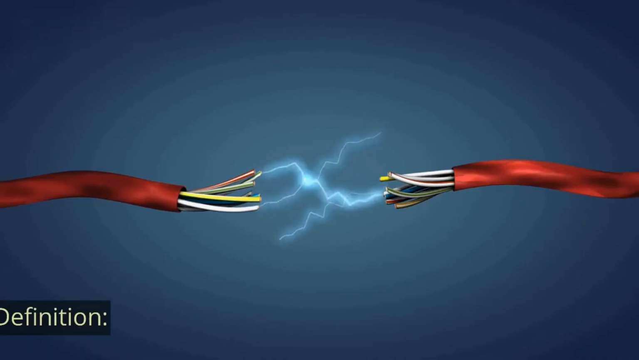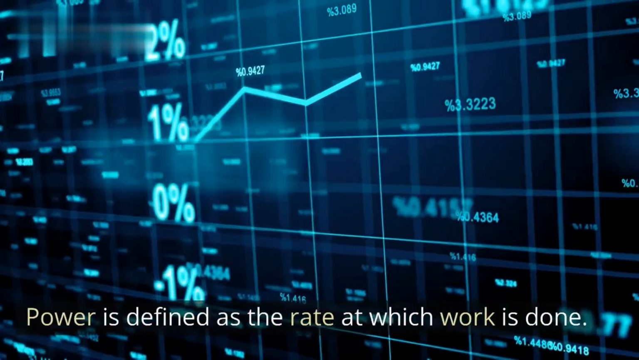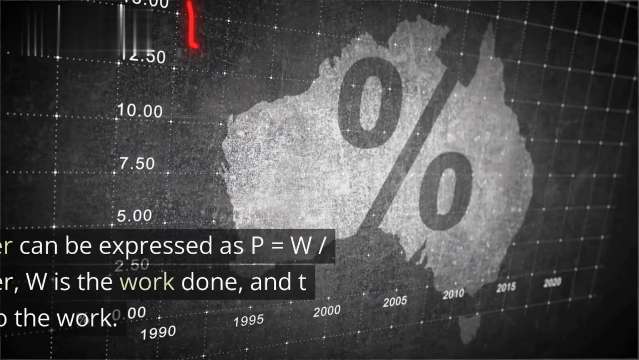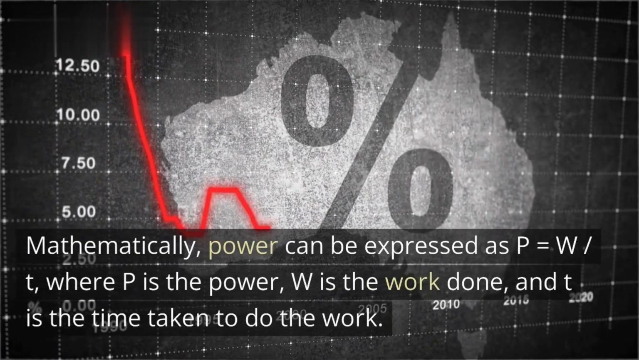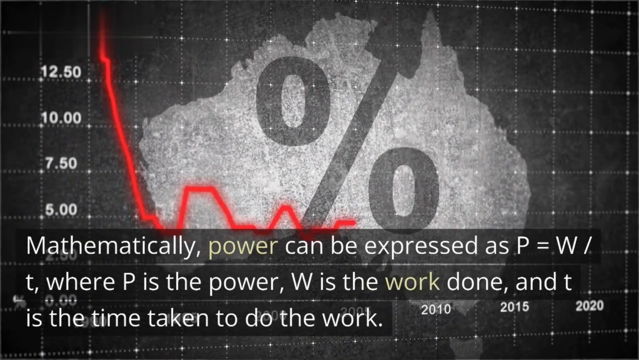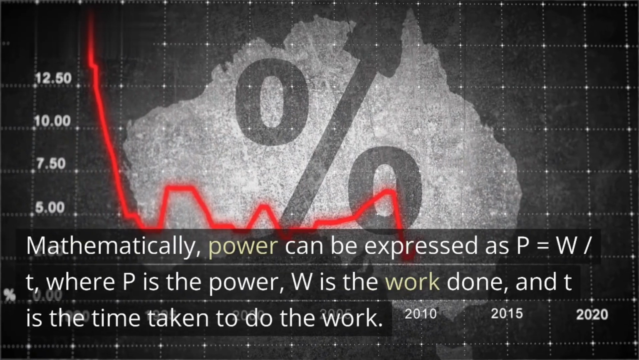Power. Definition. Power is defined as the rate at which work is done. Mathematically, power can be expressed as P = W / t, where P is the power, W is the work done, and t is the time taken to do the work.